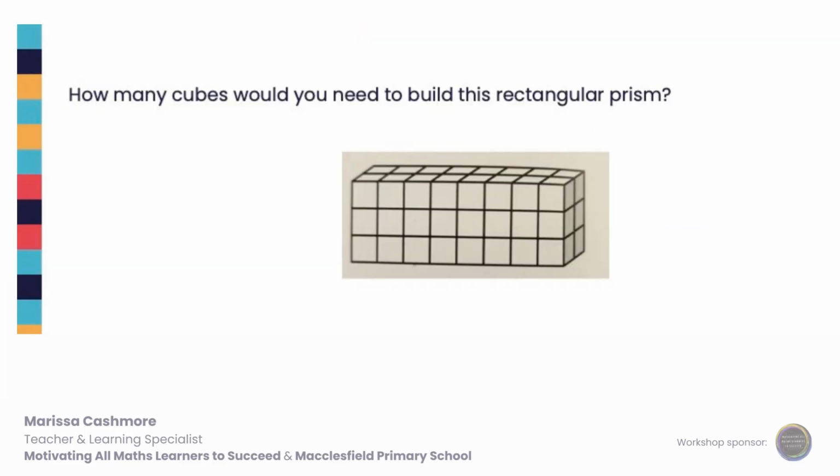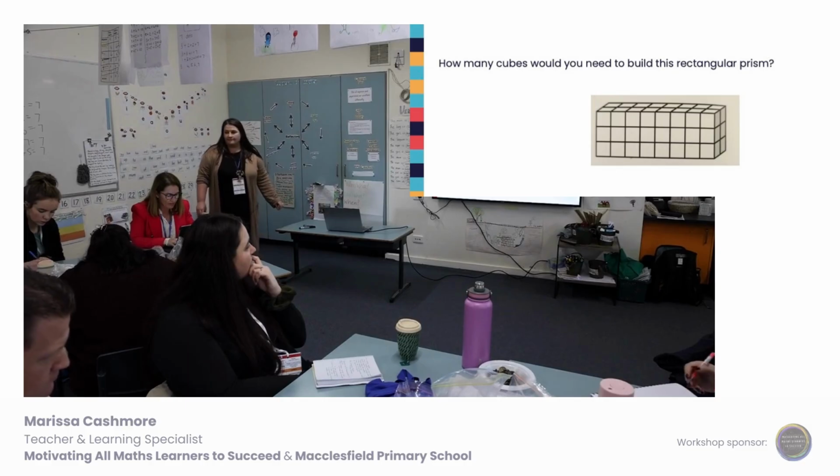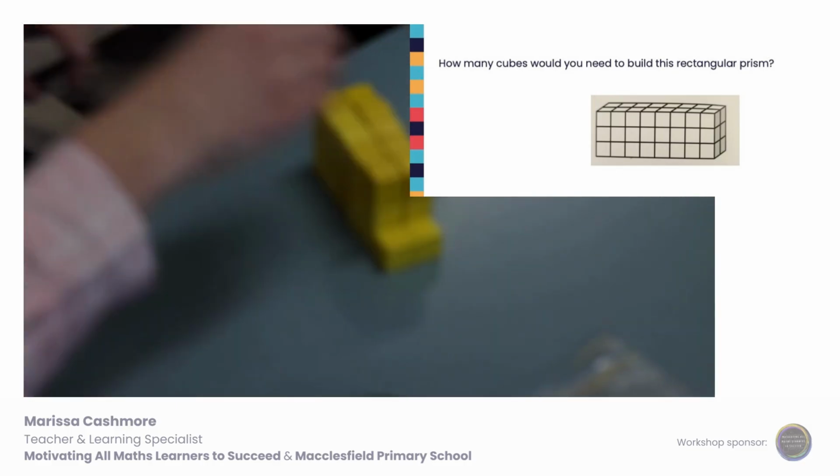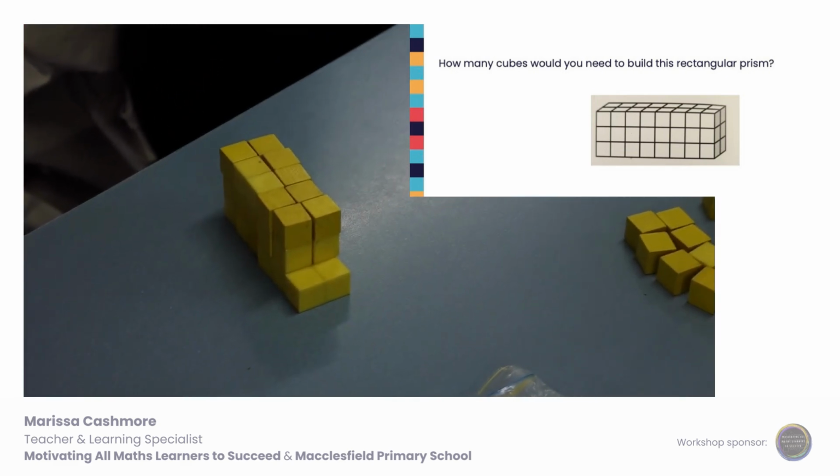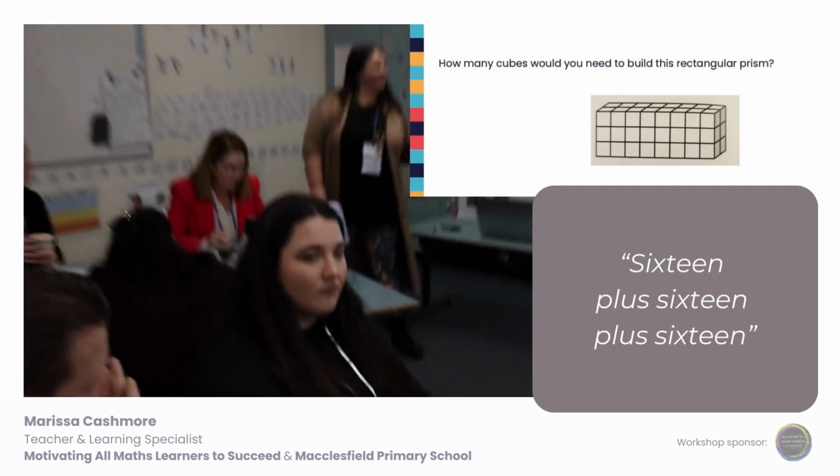So here's my next task for you. How many cubes would you need to build this rectangular prism without building it? And then my next question, because I can hear the answer already, how do you know? How did you see it? Do you want to say that out loud for me? 16 plus 16 plus 16. Great. 8 by 2. Yep.